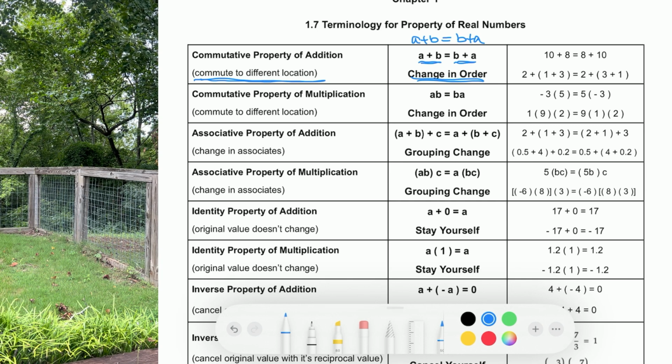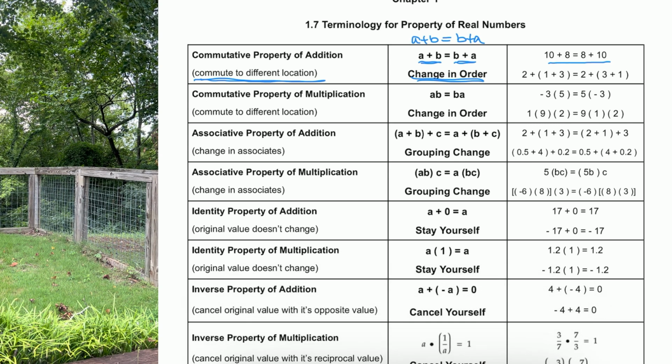Now let's look at the examples that I have. We have 10 plus 8 equals 8 plus 10. All that happened was they switched order. The value of the problem didn't change. It's still going to result in 18 on both of those sides. All it did was change what number was listed first and what number was listed second.